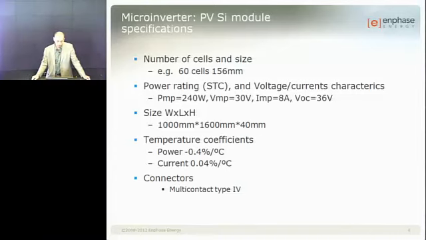Such a module would be about 1 meter by 1.6 meter by 40 millimeter thick. That would be standard dimension, or right about, for this type of module. And the temp coefficient for power would be about minus 0.4% per degree C, as I said in the previous slide. Those are all typical characteristics of a module you can find on the marketplace right now.